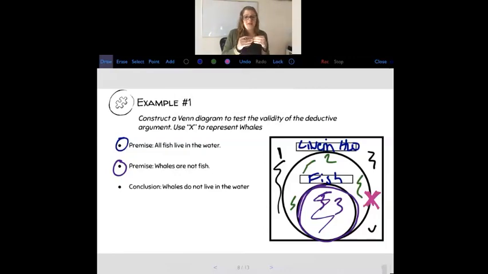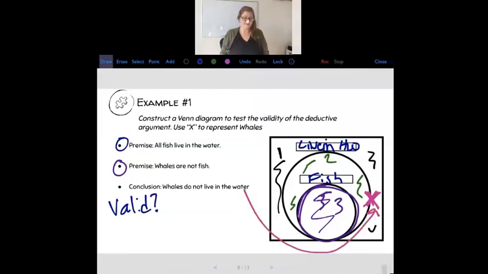Okay, so again, first premise allows us to construct the subset Venn diagram. Premise 2 allows us to draw X, and now what we're going to do is check if the argument is valid. Okay, so the conclusion is whales do not live in water. So what we're doing is matching up this conclusion with where X is located. Okay, so note that X is on the border of living in water and not living in water because premise 2 wasn't clear. So in this case, the argument is not valid.